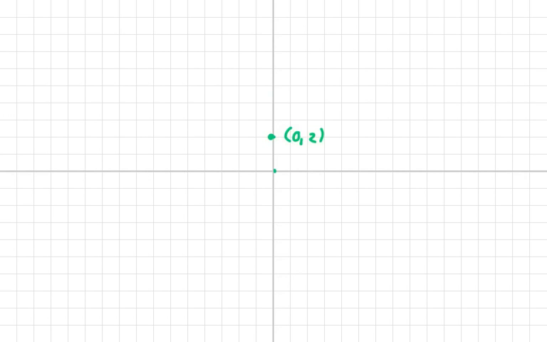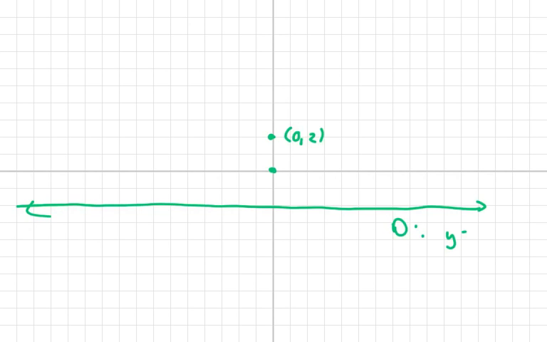And the vertex is 0, 0. That means it opens up. The directrix would be at y equals negative 2. This is going to open up. Now to get the form if it opens up is x squared equals 4ay.